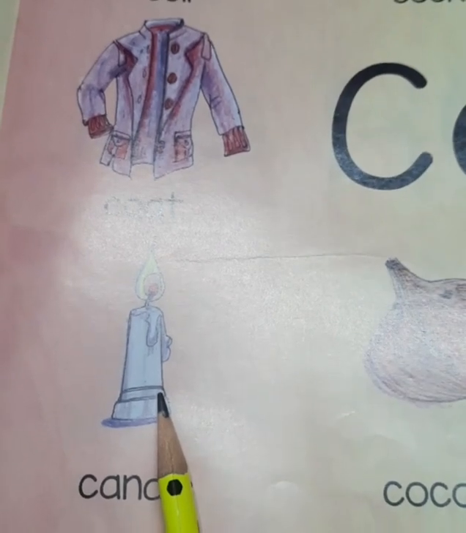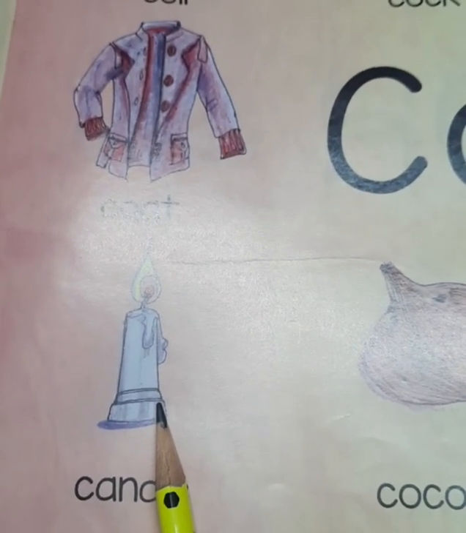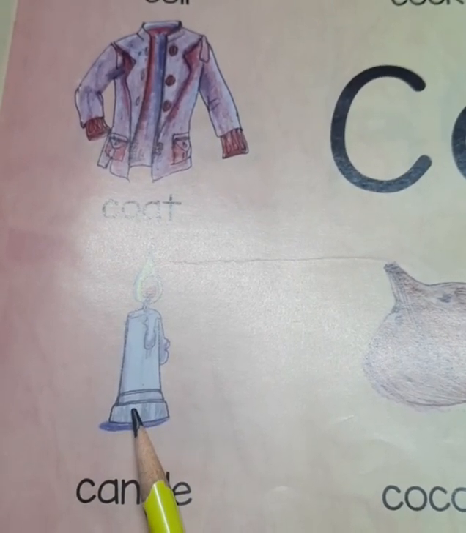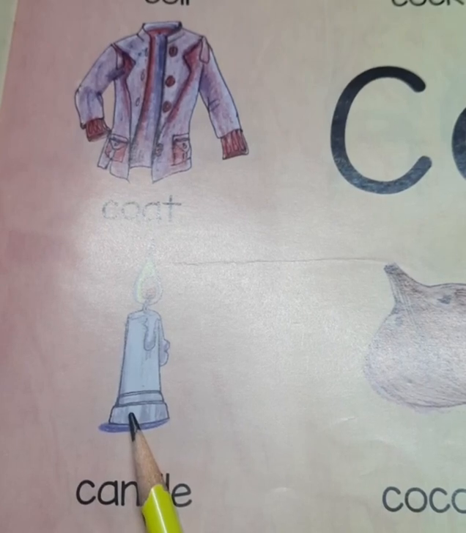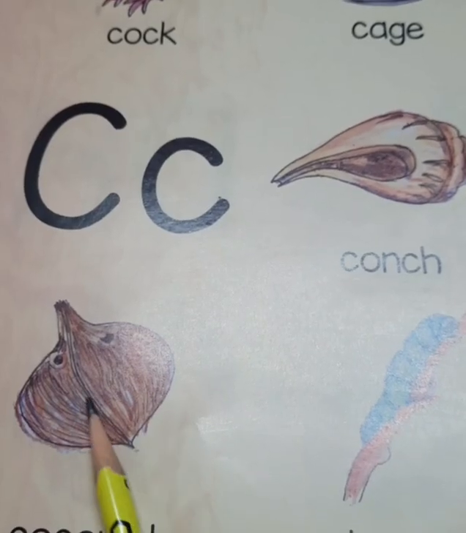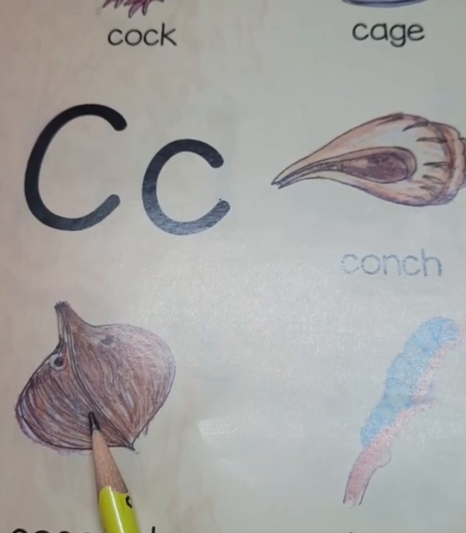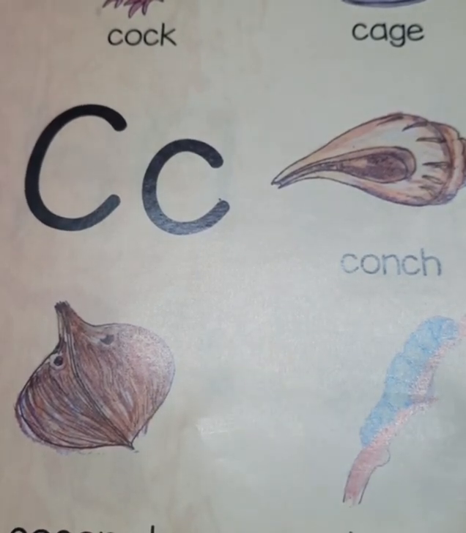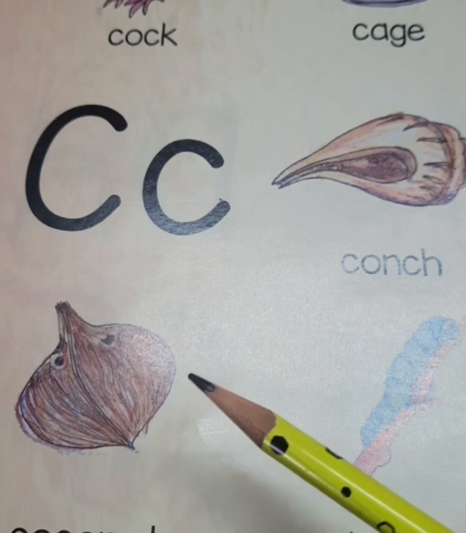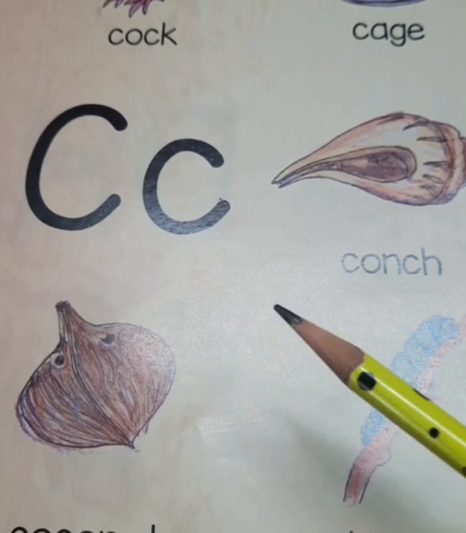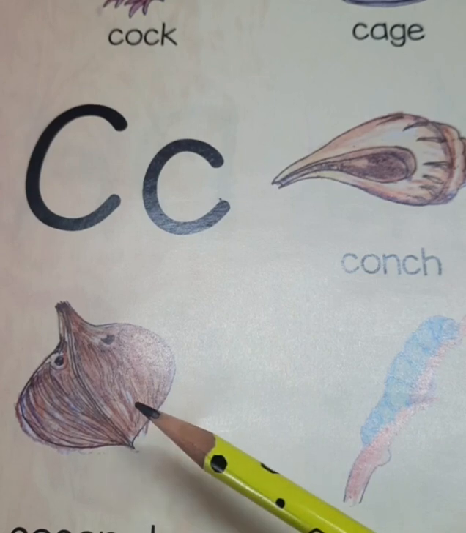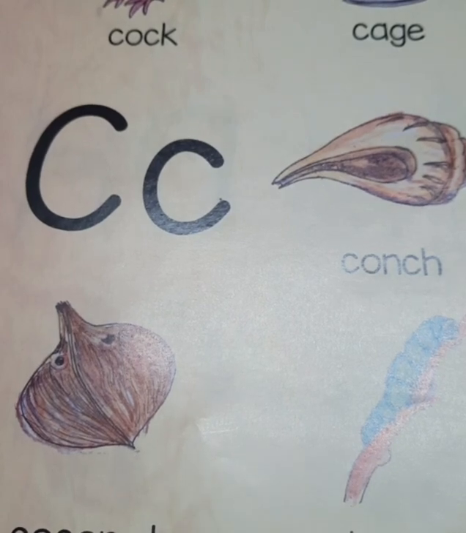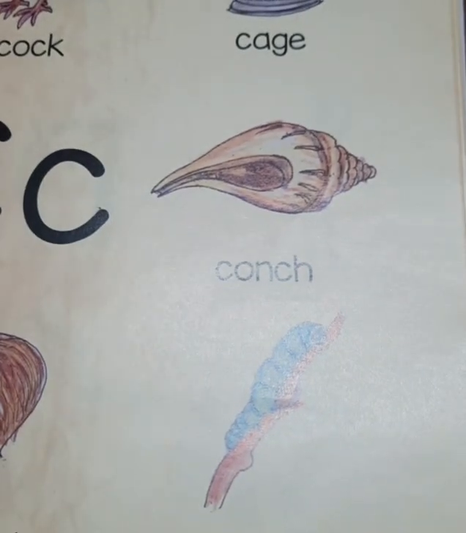Next it is candle. Why do you use a candle? Yes, to get light, right? And it is made of wax. The candle will be made of wax. And this is a coconut. Coconut, it is a fruit also. Okay. The outer part will be very hard and inside you can see the coconut with the white color. Right? You can eat it and use it to make curry, sweets and all. That is coconut.